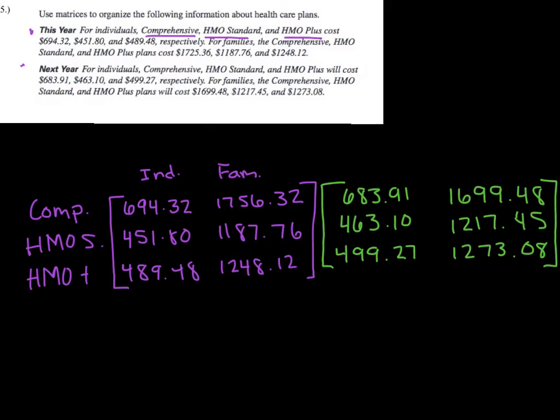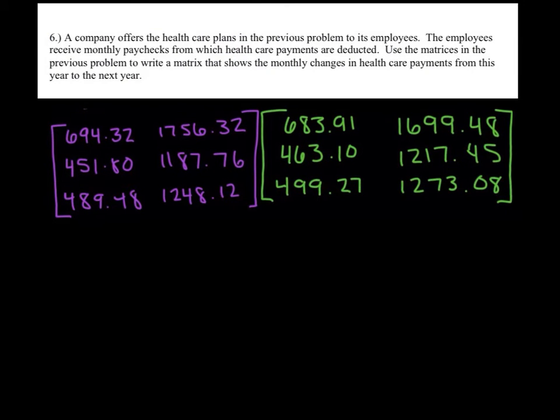Now we're going to use these two matrices to do number 6. So for number 6, again referring still to number 5, a company offers the healthcare plans in the previous problem to its employees. So the employees receive monthly paychecks from which healthcare payments are deducted. So monthly is a keyword there. And it says use these matrices in the previous problem to write a matrix that shows the monthly change in healthcare payments from this year to the next.